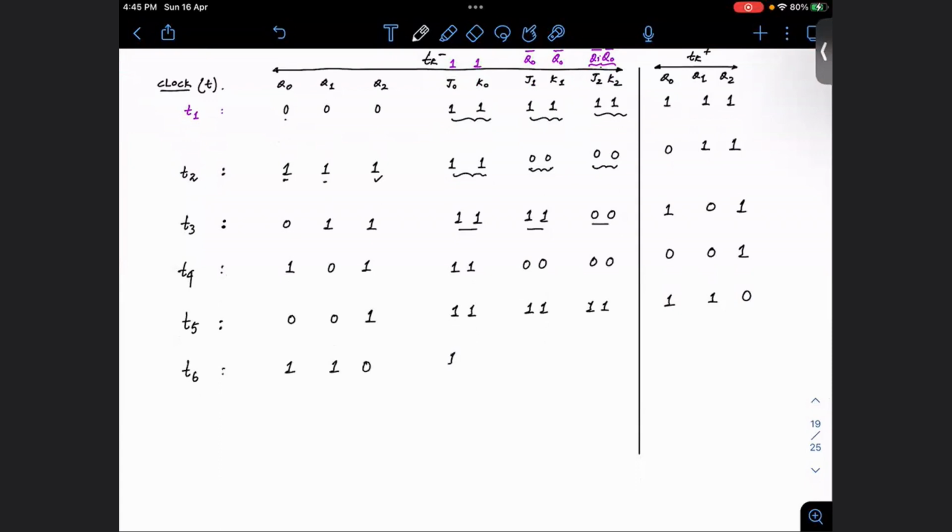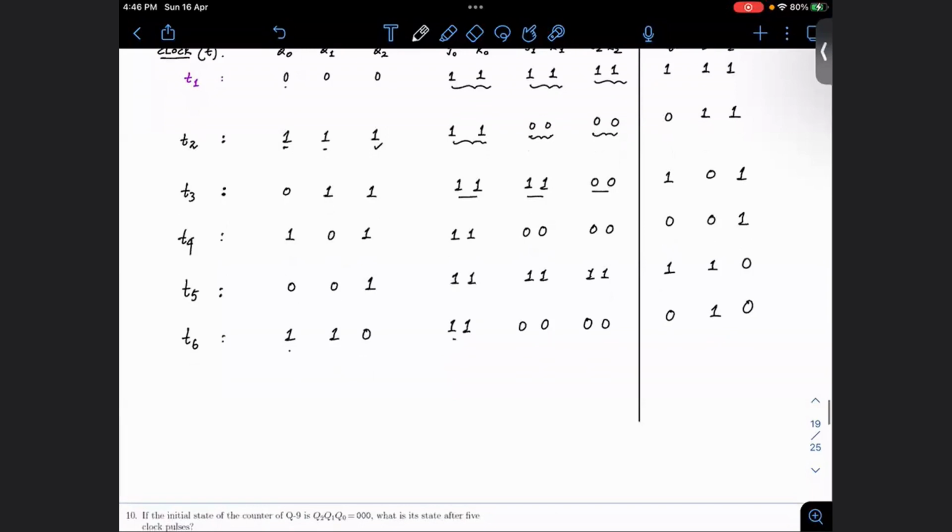So 1, 1 will remain the same. This 1, 1 will be Q0 bar. Q0 is 1, so it will be 0, 0. And here Q0 bar, Q1 bar, right? So it will be 0, 0. So 1, 1 means it will toggle. First Q0 will toggle, Q1 will remain the same, Q2 will remain the same. Fine. So now T7 is your 0, 1, 0.